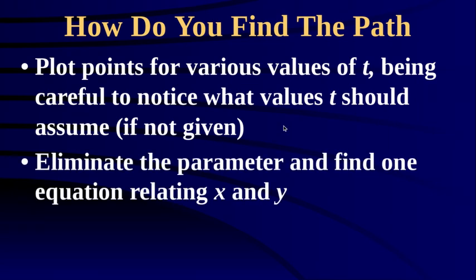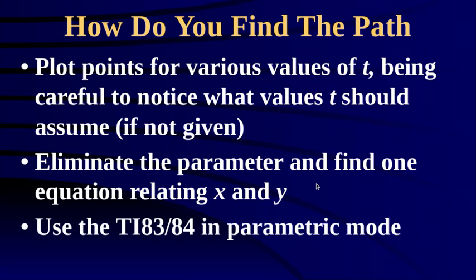The second way we could graph a parametric is to eliminate the parameter and then find one equation relating x and y and just graphing it the way we've graphed all x and y functions. And then the third way, which we're going to do in the last video example, is to use the calculator, all right, in parametric mode, setting up correct windows and seeing your order and then being able to trace it out. So all these 3 different techniques are how we could sketch the path of a parametric.